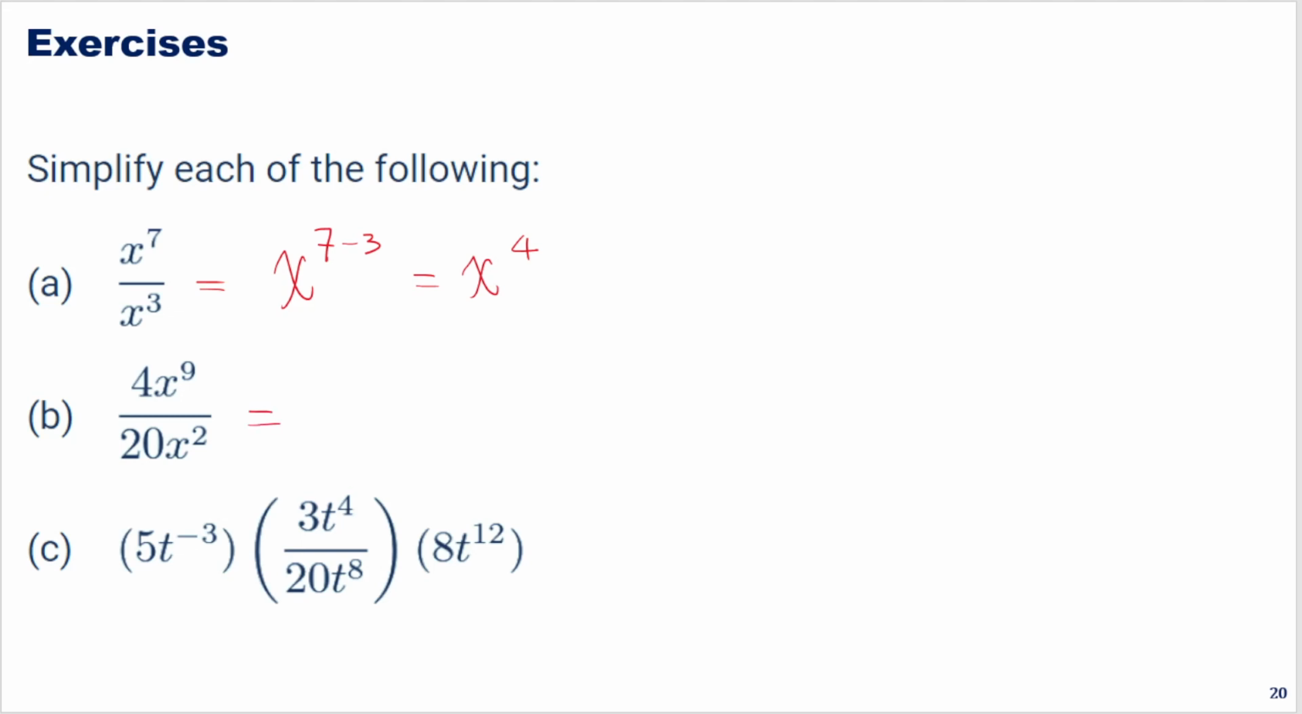And next one, we can cancel 4 with 20, so we have a 5 here. Then that gives us 1 over 5 times x to the power of 9 minus 2 is 7, right? So that is x to the power of 7 over 5. And next one, 5 can be cancelled with 20, and we have 4 here. 4 cancel with 8, we'll have 2 here. So we'll have a constant of 6. 3 by 2 is 6, right?